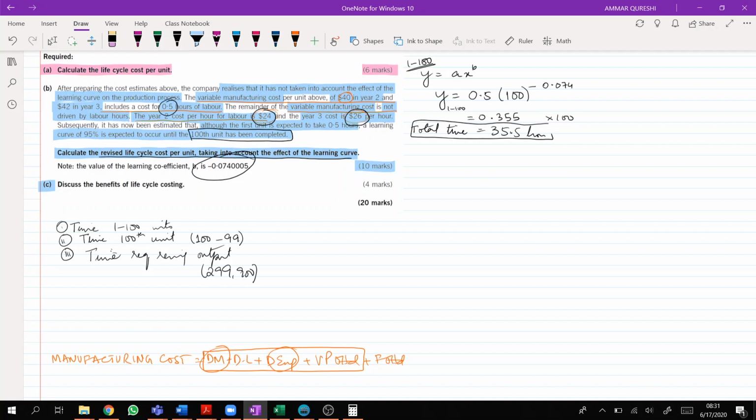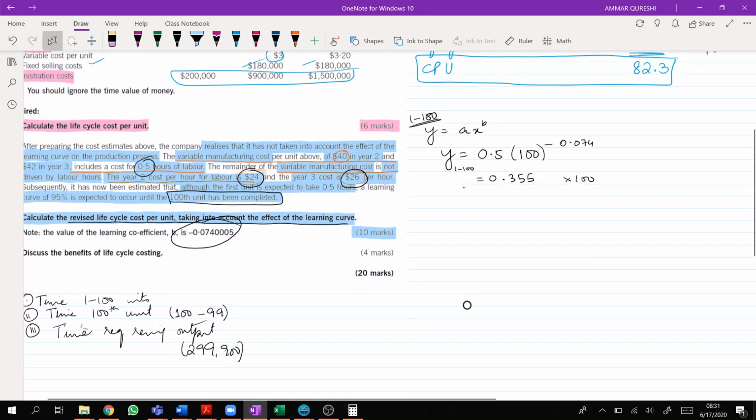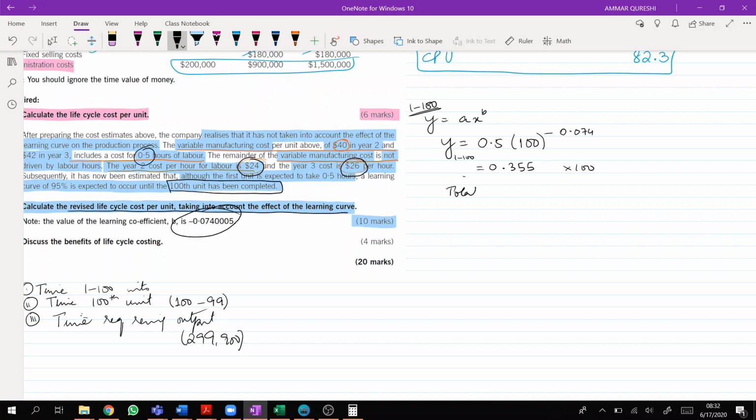Right? Let me try to zoom this figure. Okay. So y in this case will be equal to 35.5 hours. Not y, sorry. Something is wrong here. It's not y. Total time in this case is equal to 35.5 hours. Right? So this is the first point. We are done with this.